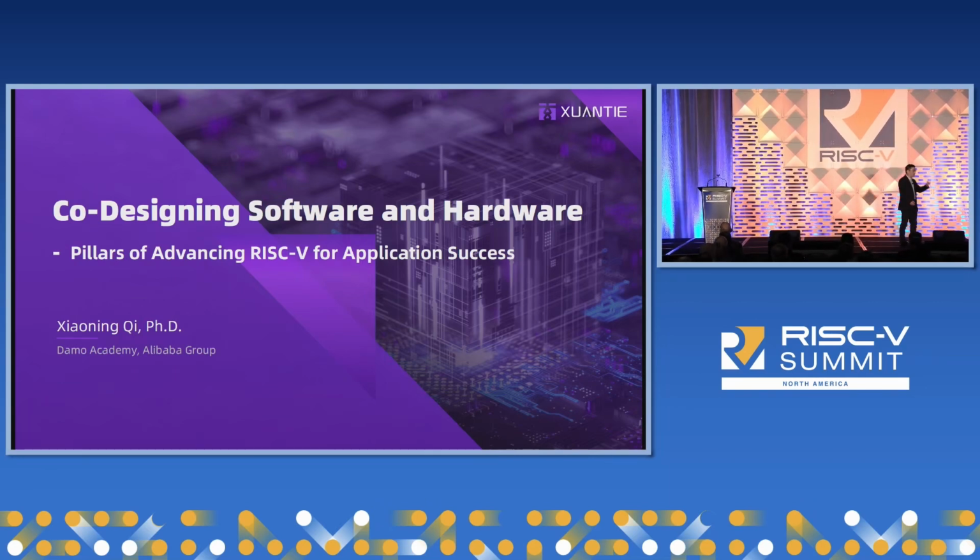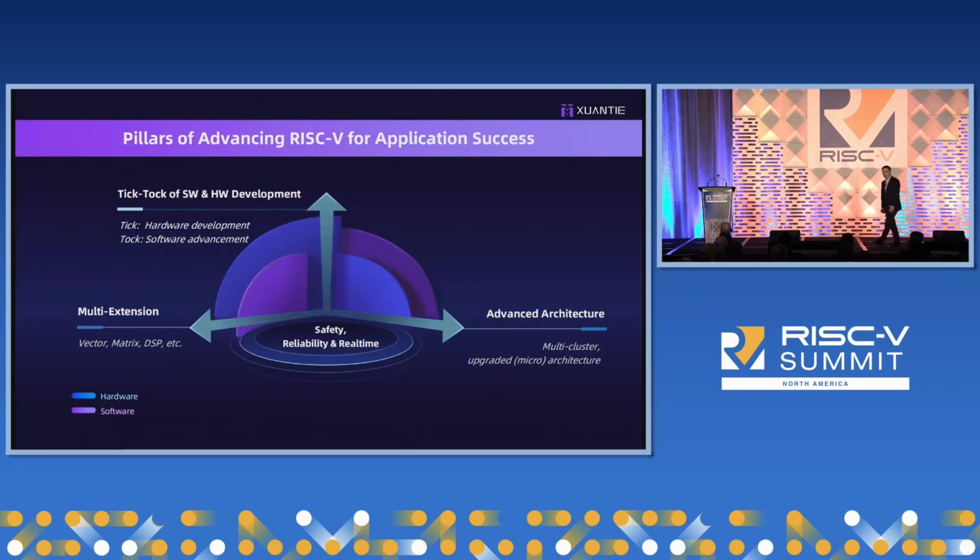Today, I'm going to specifically talk about it from the application perspective. There are three pillars for RISC-V application success. First is what we call the TikTok of software and hardware co-development. The second is the multi-extensions. The third is the advanced architecture.